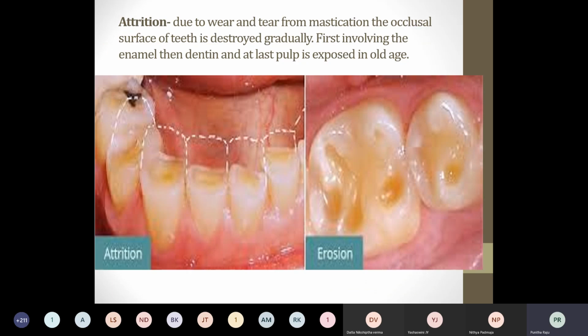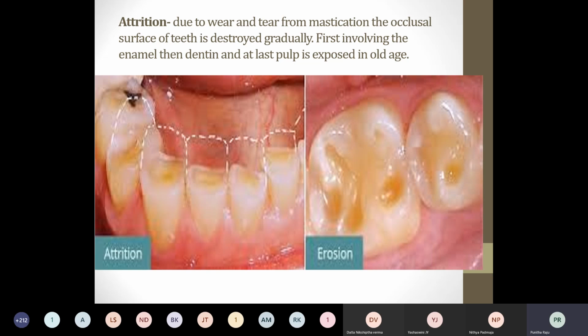So the first one is attrition. What do you mean by attrition? Because of constant mastication, that is constant chewing, the upper layer of the teeth gets eroded. That is called attrition. Attrition is due to wear and tear from mastication. The occlusal surface of the teeth is destroyed gradually. It first involves the enamel and then the dentin, and at last the pulp is exposed in old age.